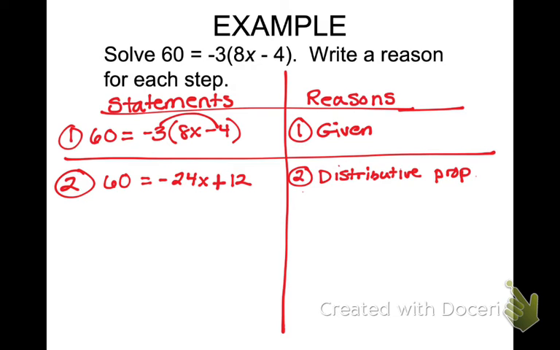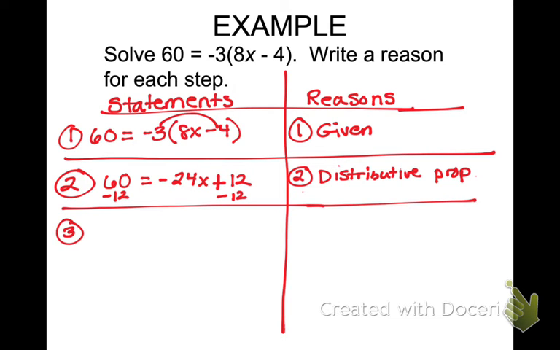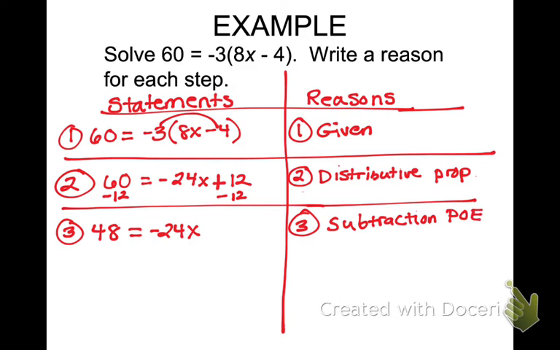What's your next move? Subtract. Good. So -12, put your line all the way across. So line 3, 60 minus 12 is 48 equals -24x. What property is that? Subtraction, good. So subtraction, and what's our last move?